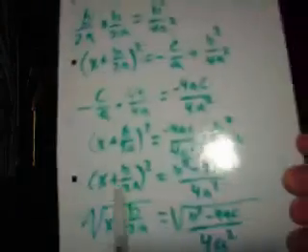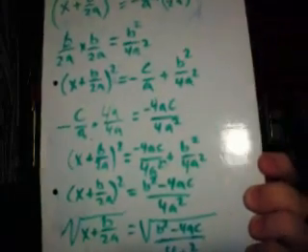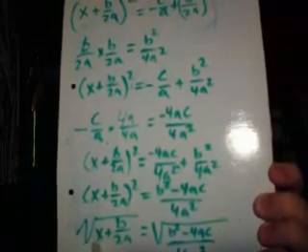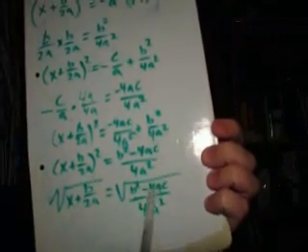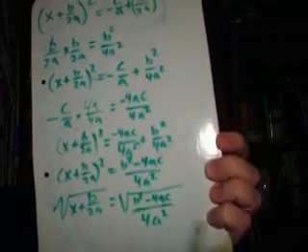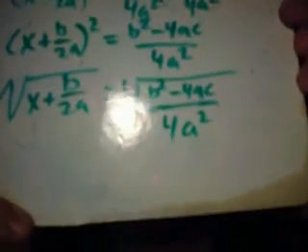Alright, now that we've got this, we're going to square root both sides. Well, the square root of x plus b over 2a, squared, is x plus b over 2a, and the square root of the other side is the square root of b squared minus 4ac, all over the square root of 4a squared, okay? Now I want you to write that bottom equation down, because in the next video I'm going to tell you the rest of it.